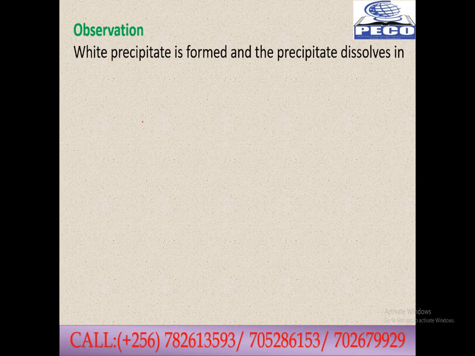A white precipitate is formed, and the precipitate dissolves in excess nitric acid with effervescence. So we are having lead 2 nitrate, we are adding it to the test solution, or that solution that you're testing. Then we also add excess nitric acid. So we are saying that we form a white precipitate that will dissolve in excess nitric acid.